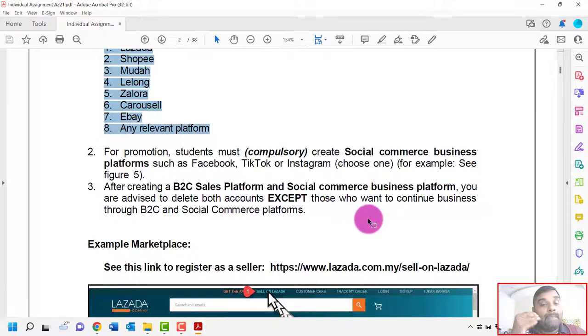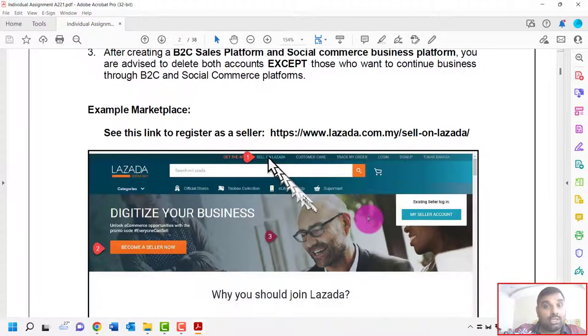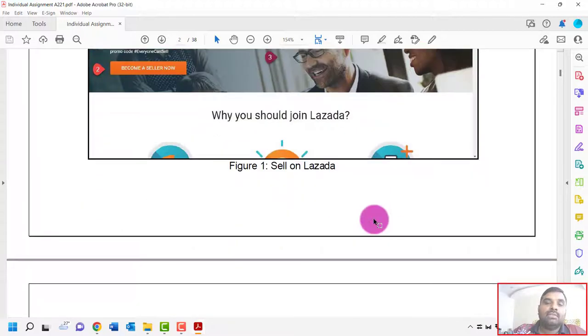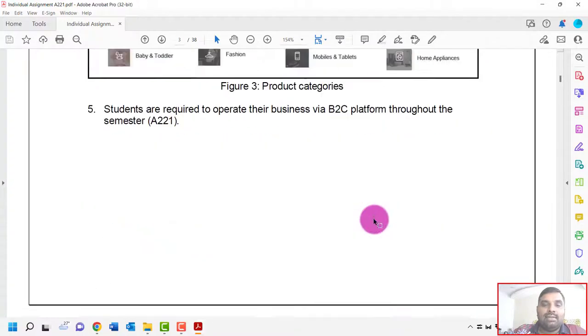Maybe after the semester is over, you can delete the Shopee platform or social commerce platform if you decide to discontinue your business. If you want to continue your business, please proceed. That is your passive income. You are a student, so when you are earning money, that is your passive income. So this is just an example.